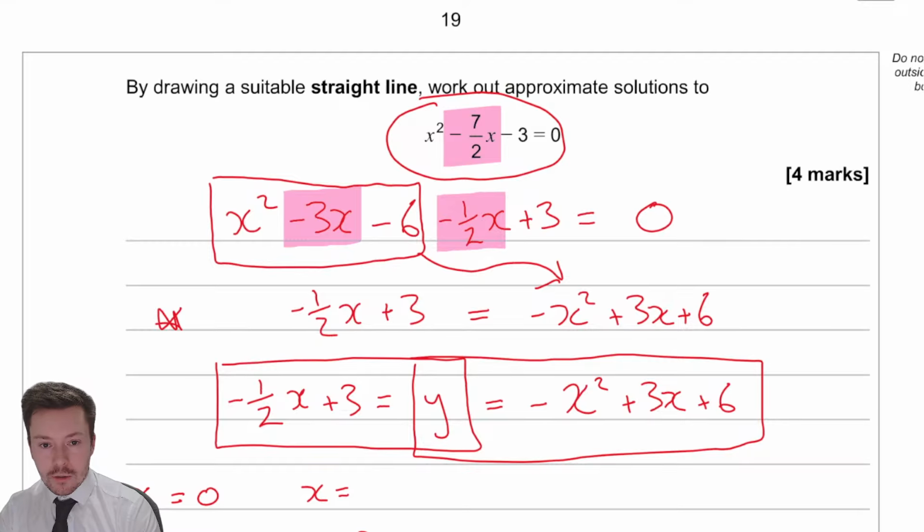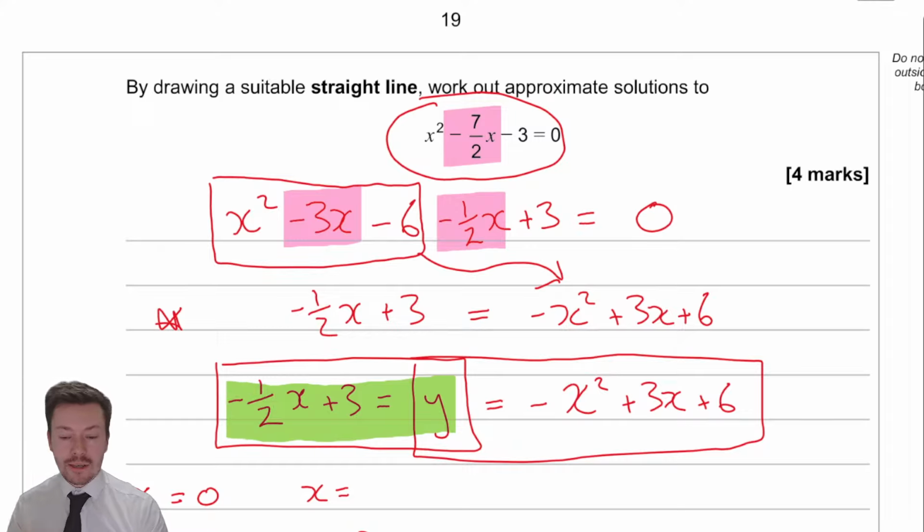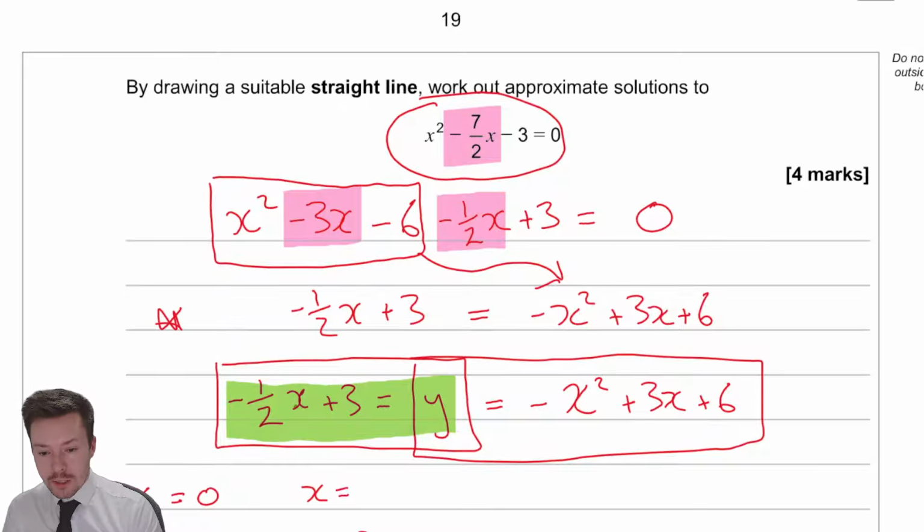Right, so going back to this, I'm looking at plotting this line. This is what I need to plot. And without a calculator, I'm going to need to work out at least 2 values it goes through to plot it. So, if x is 0, y is 3.